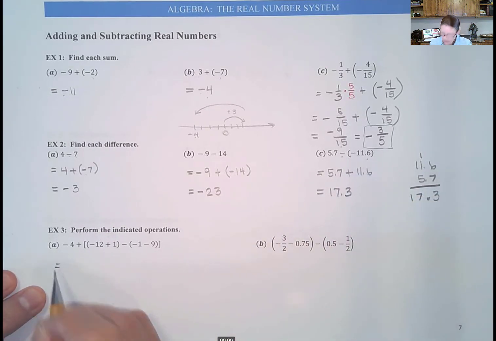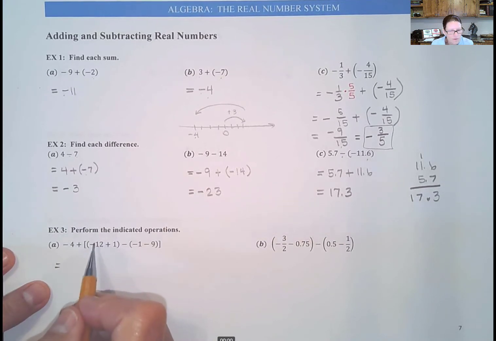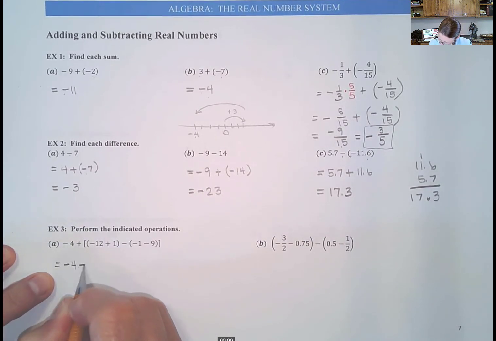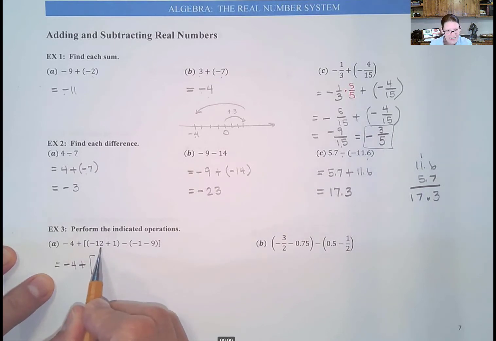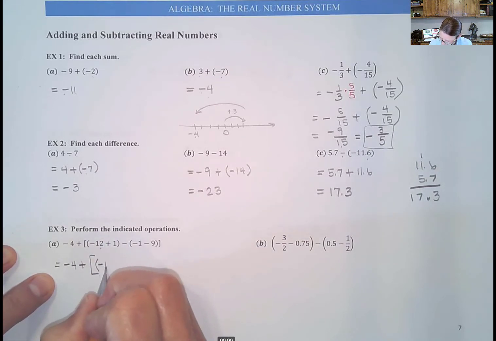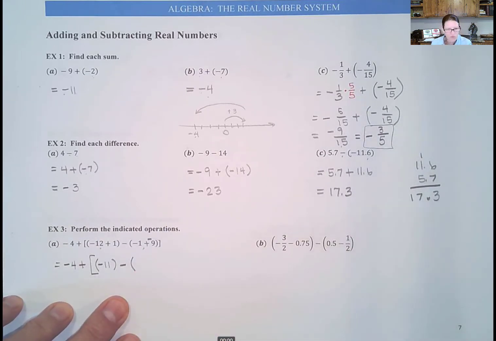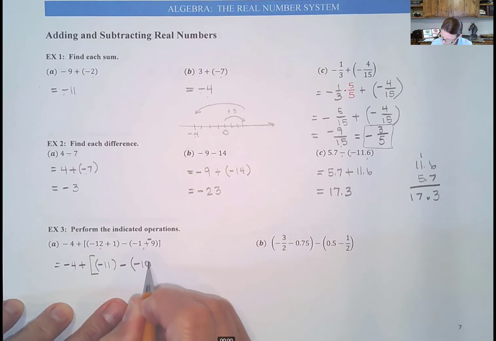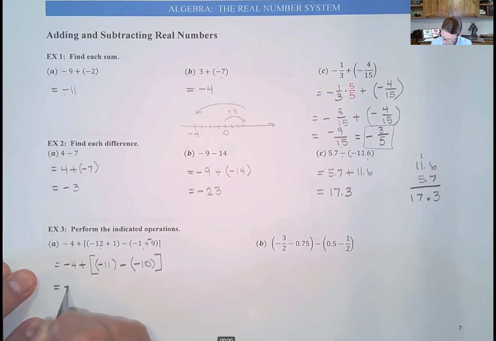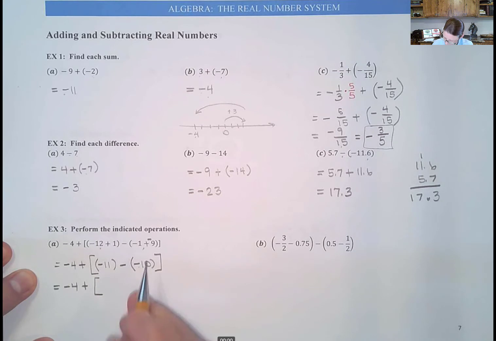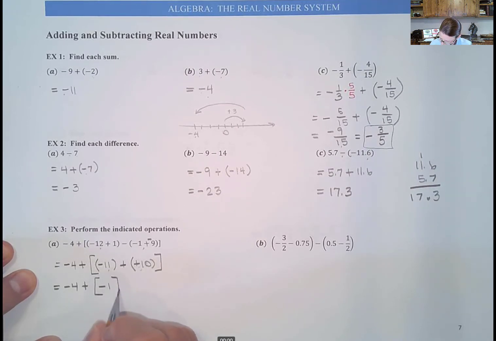In example 3, we're going to just pump up the volume here a little bit and use our order of operations. Start in your innermost grouping symbols first. -12 plus 1 is -11. -1 minus 9, you might think -1 plus -9 is -10. Continuing in our grouping symbols. Okay. The opposite of -10 is +10. So this is essentially -11 plus 10, or -1. And -4 plus -1 is -5.